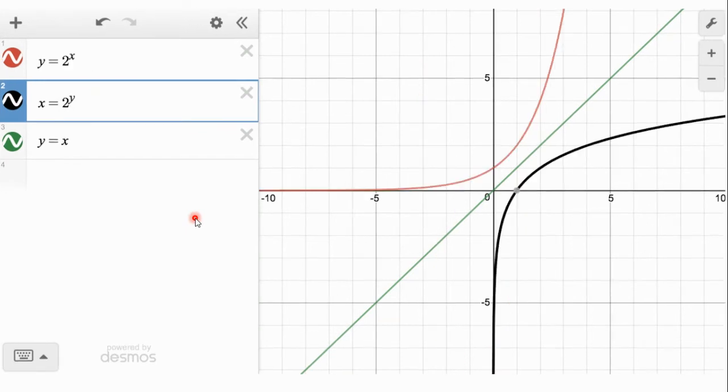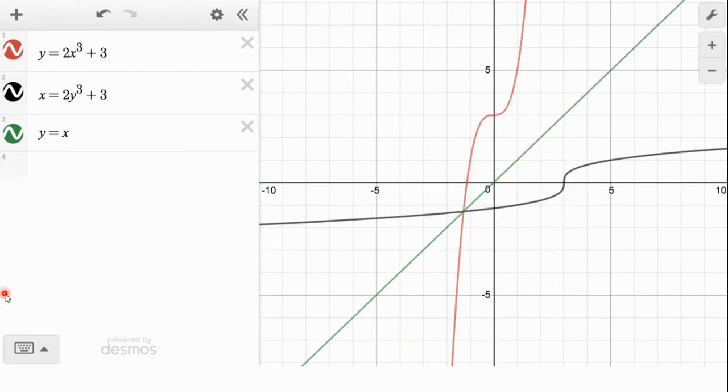That one there, really easy to see, isn't it? So that's a perfect reflection in the line y equals x. That one there again, looks kind of cool, doesn't it? Beautiful reflection in the line y equals x. So we just swapped the x and the y values around.